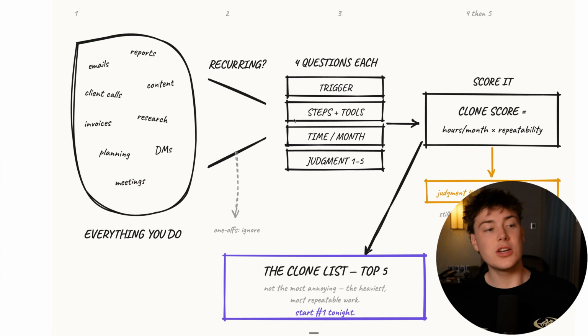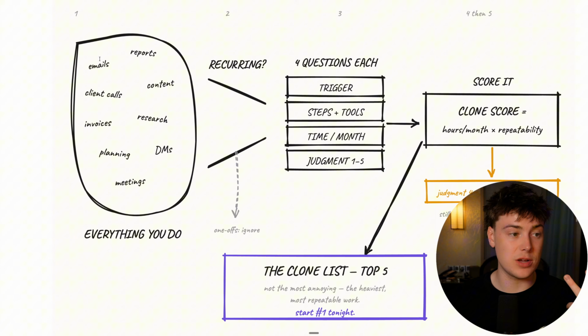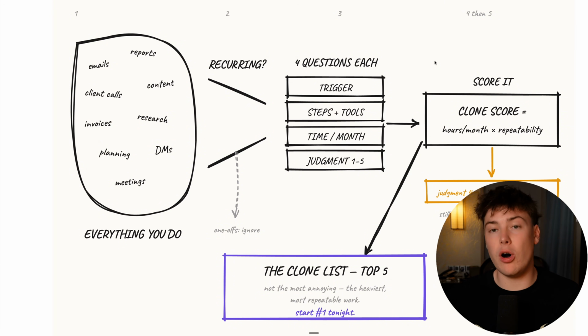process, which is the prompt. So you're essentially going to take everything you do, from planning to meetings, invoices, client calls, emails, etc. If it's a recurring task, the AI is going to ask you 4 questions. So what is the trigger? What are the steps and the tools that you need to use to execute that task? How often do you complete that task? And then it's going to give it a score.